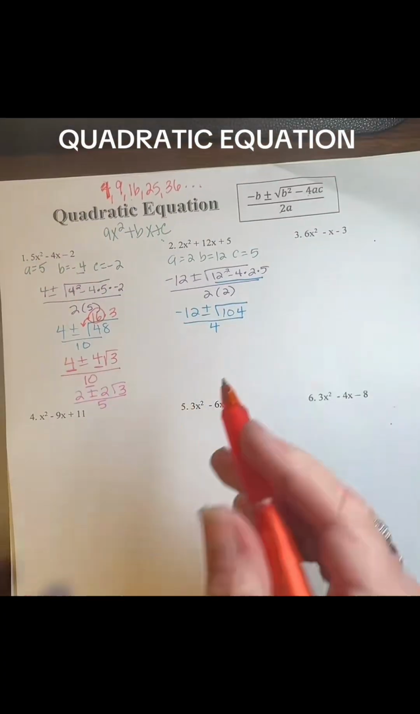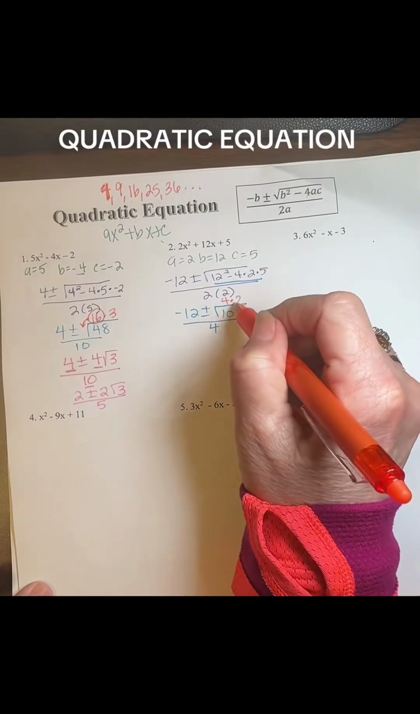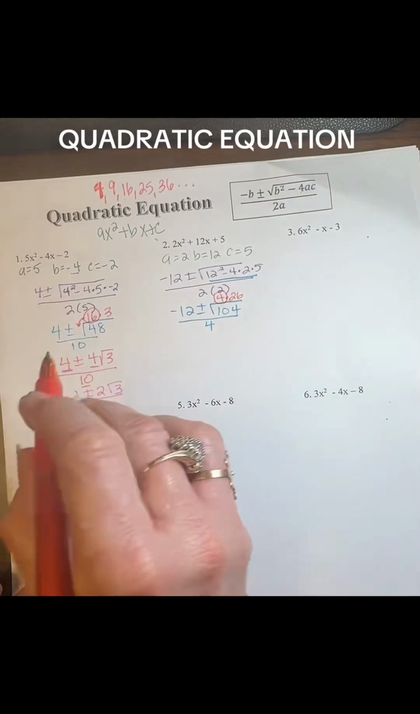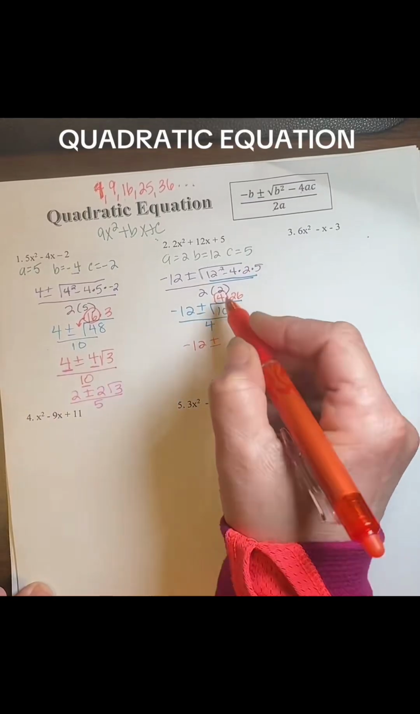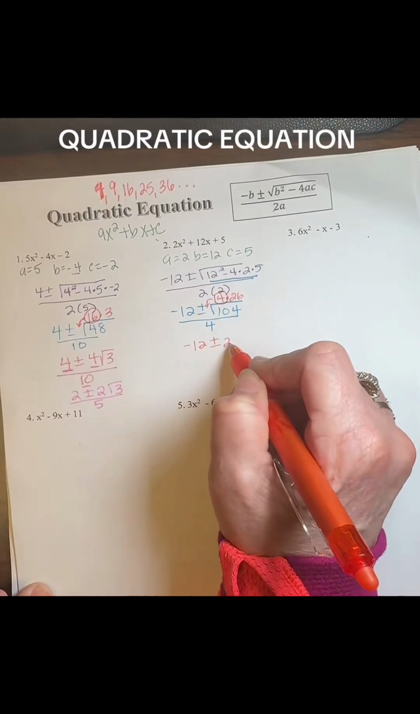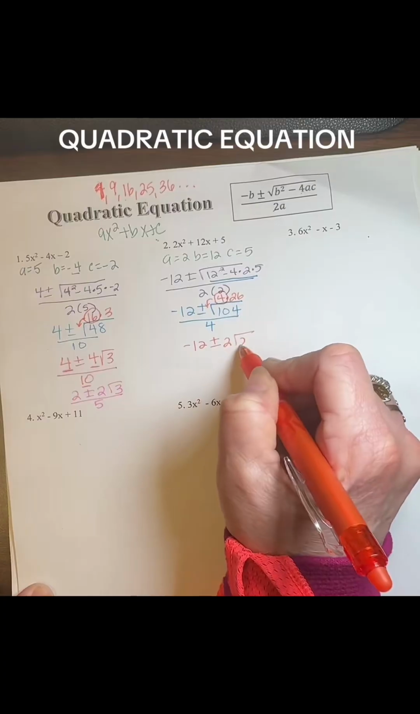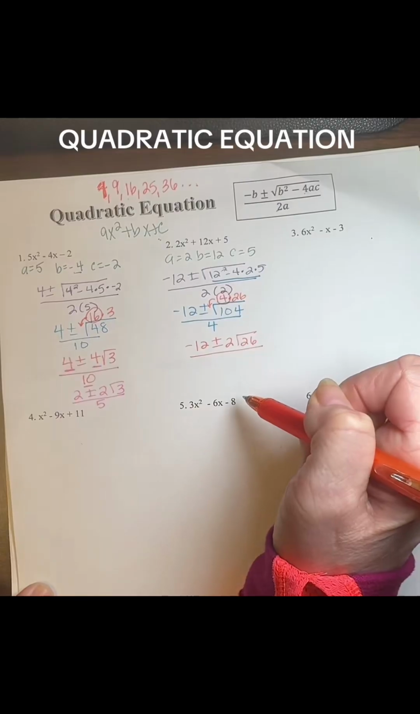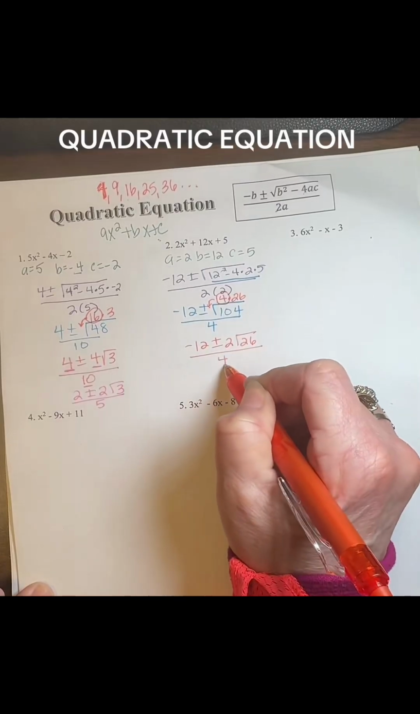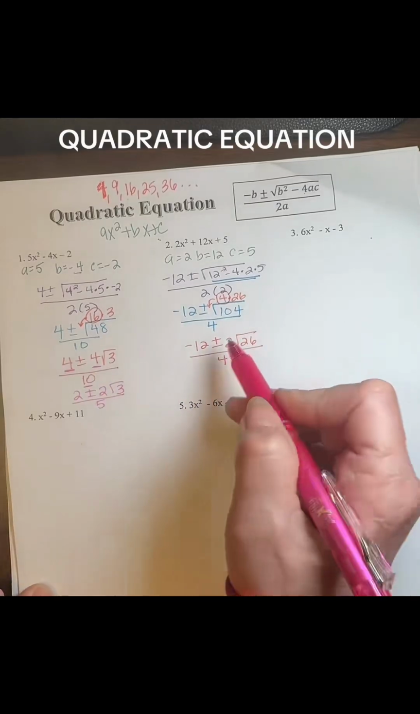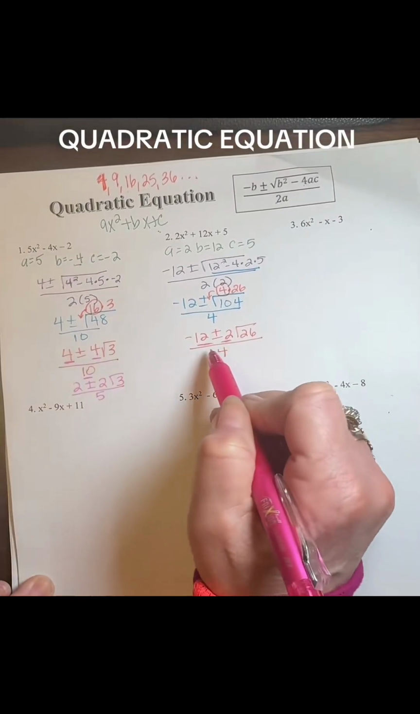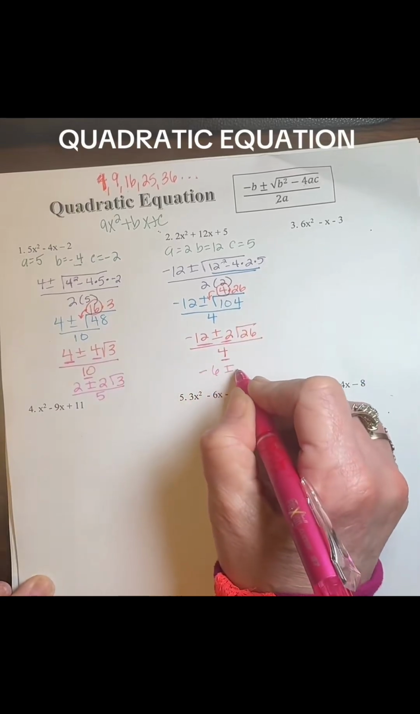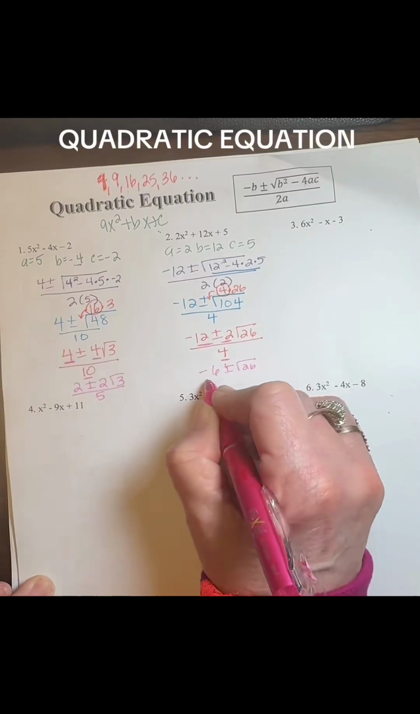4 goes into 104 26 times. 4 does not go into 26. So, -12 plus or minus, this number comes out to 2. Square root of 4 is 2, and 26 stays in the house. Doors are locked. We don't take 26 out. Then I reduce each one of these. You have to reduce it all by the same number, so I'm going to reduce it by 2. -6 plus or minus square root of 26 over 4.